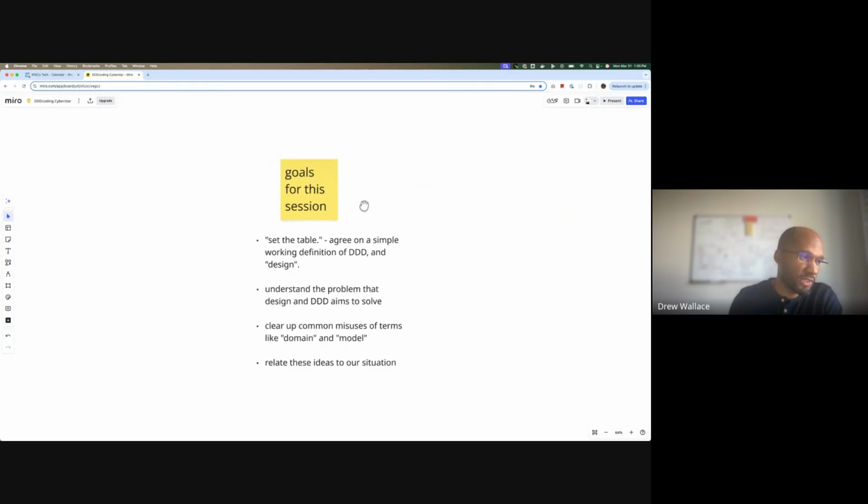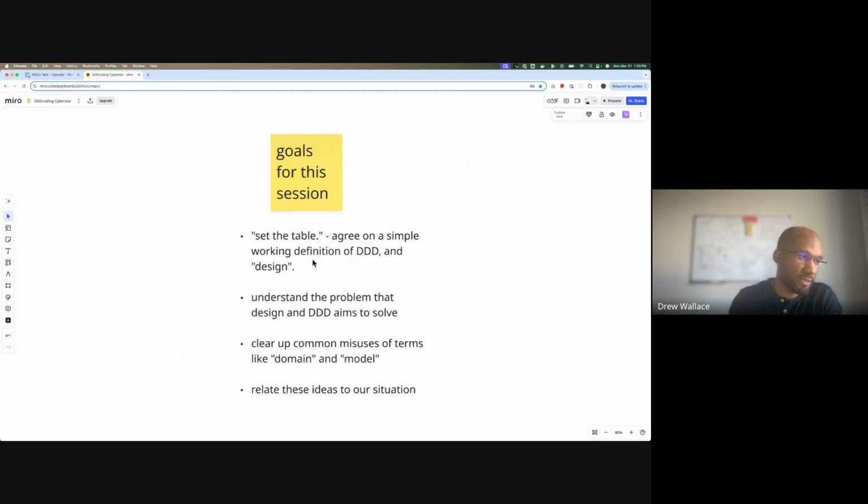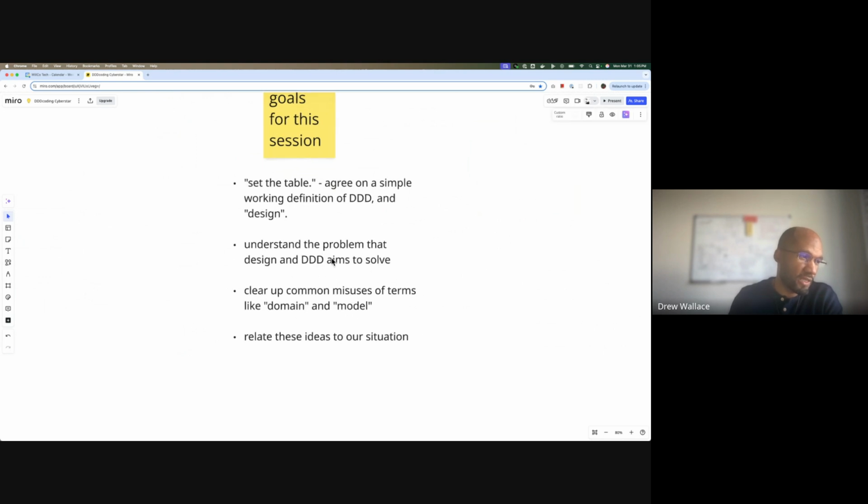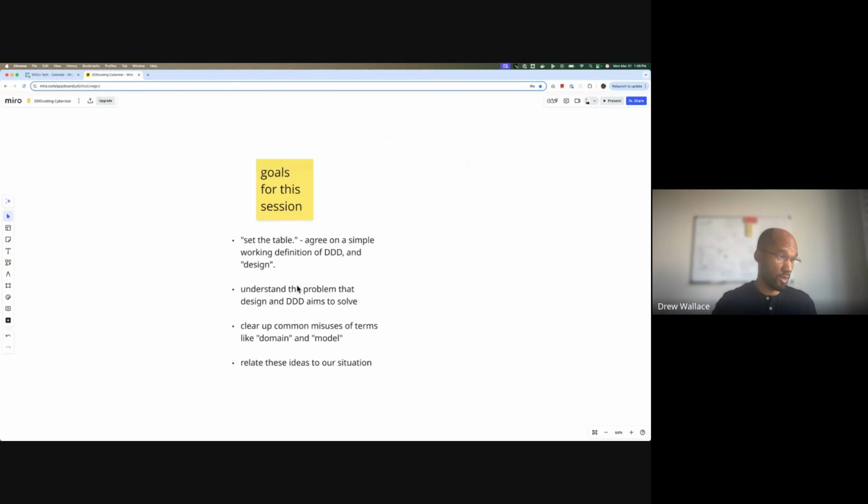Well, the goals for this session are to set the table, agree on a simple working definition of DDD and design, understand the problem that design and DDD aims to solve, clear up misuses of the terms, especially domain and model, and then relate these to our situation, hopefully. That's session 1. Session 2 will have other stuff.